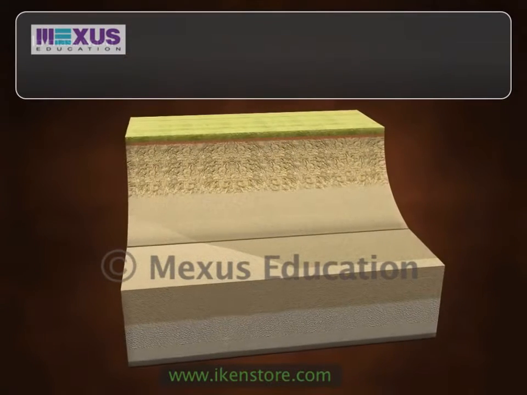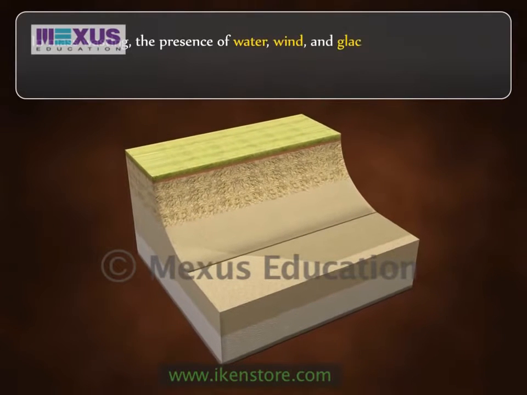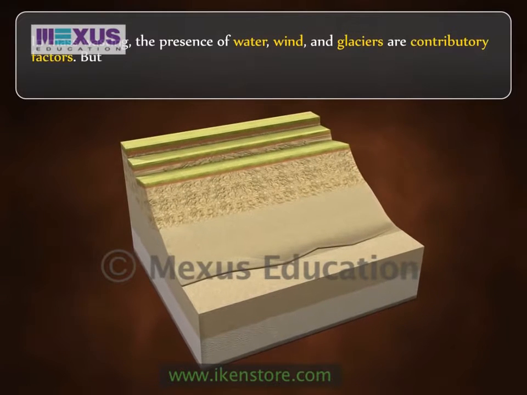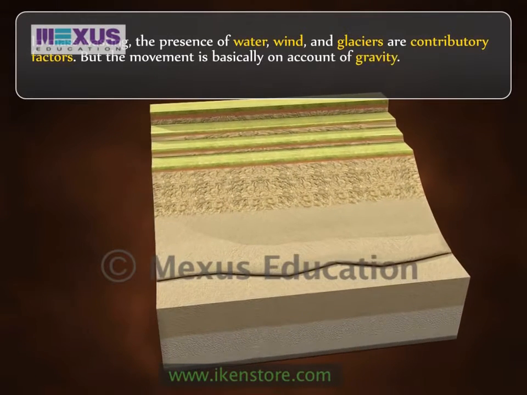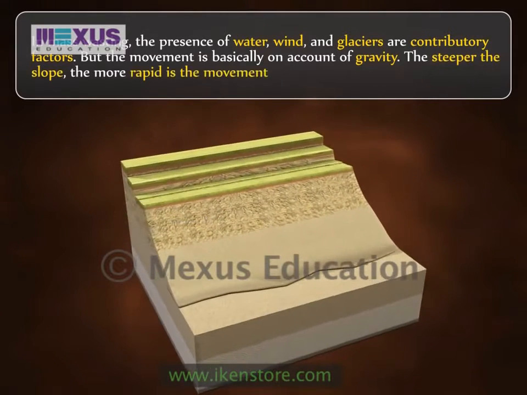In mass wasting, the presence of water, wind, and glaciers are contributory factors. But the movement is basically on account of gravity. The steeper the slope, the more rapid is the movement.